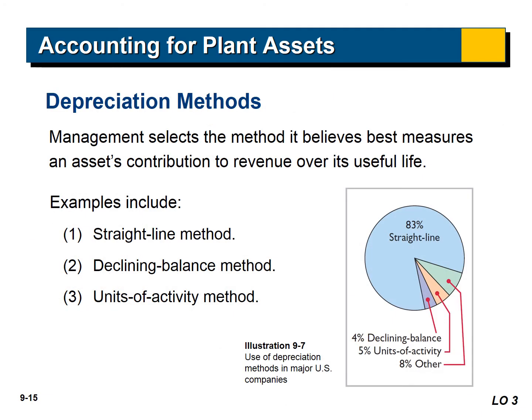A company can choose among different methods for depreciating its asset. There's not just one way to do it, and these are examples. We're going to go through 3 in this class. There are others, as you see in the little chart over here, but we will go through these 3: straight line, declining balance, units of activity. 3 different acceptable methods. You can choose whichever one you want to use.